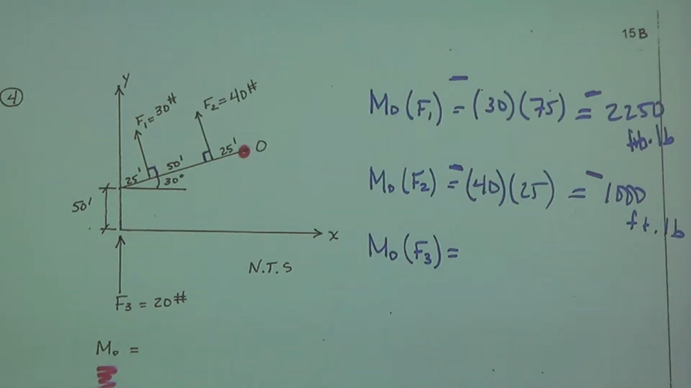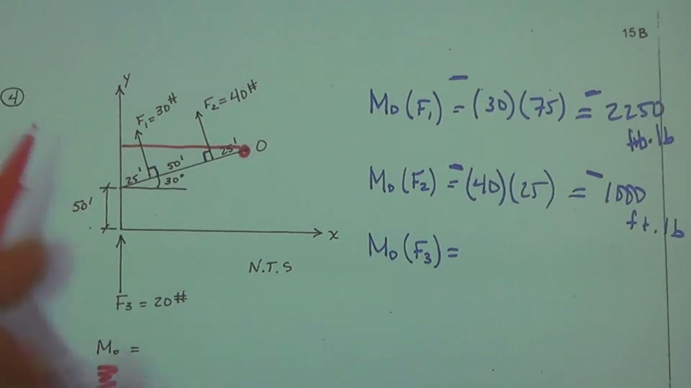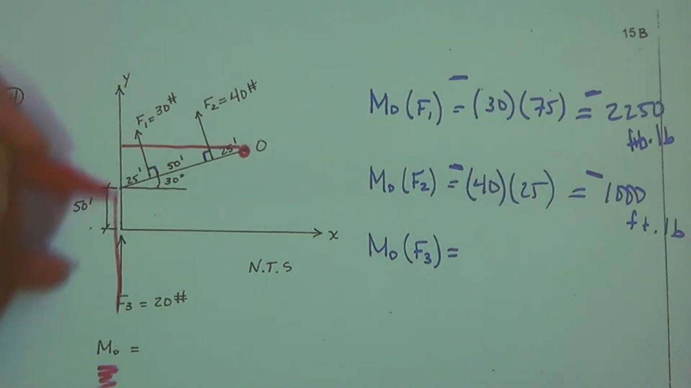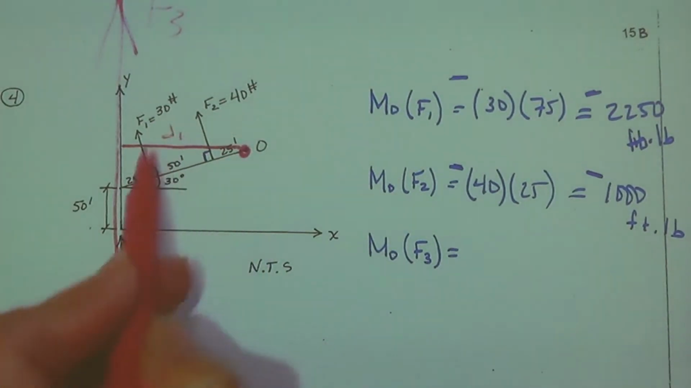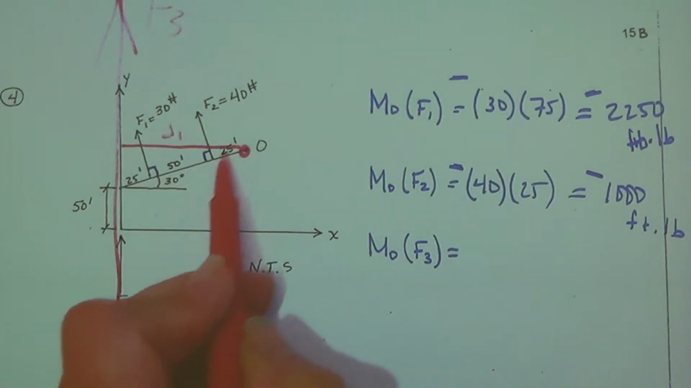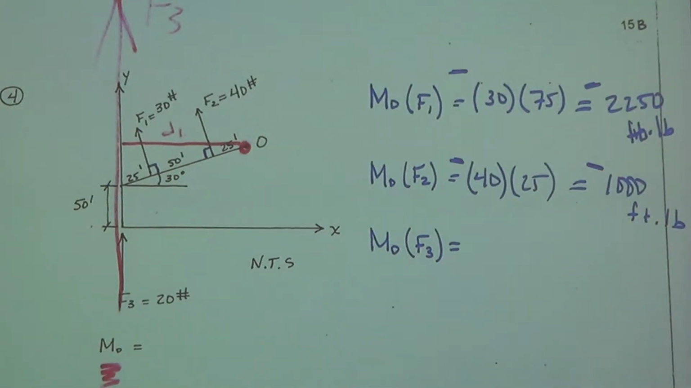Okay, Sarah, how about F3? Do we have a perpendicular distance? You can get the perpendicular distance by drawing a triangle. Because here's F3. F3 is like this. This is the perpendicular distance right here, and they give you 50 and they give you 30, right? So what if you just do the sine of 30? Would that work? Yeah, that's what it's coming out to be.